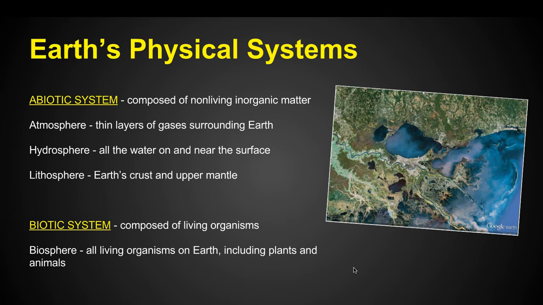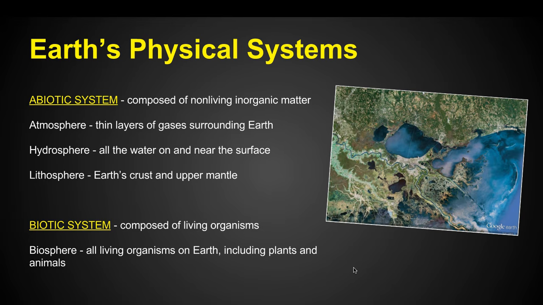The Earth's physical systems. We take a look at the physical systems and landscapes in place. Well, we've got abiotic systems, which are composed of non-living matter. It's not alive. And within this abiotic system, we've got the atmosphere, hydrosphere, and lithosphere. In the atmosphere, of course, we've got the thin layer of gases surrounding the Earth. In the hydrosphere, we consider all the water on and near the surface of the Earth. The lithosphere encompasses the Earth's crust and the upper mantle. So that's the abiotic system.